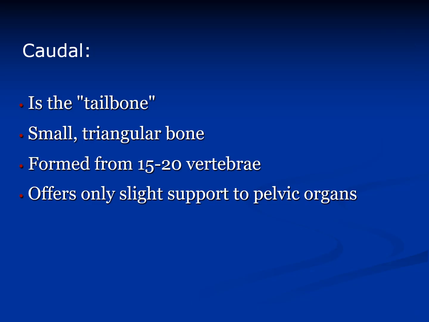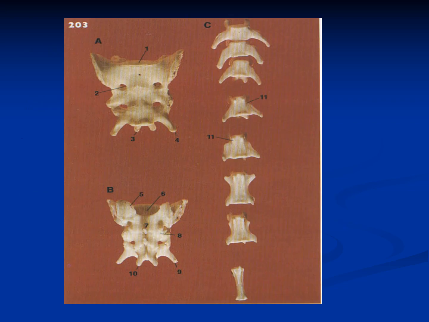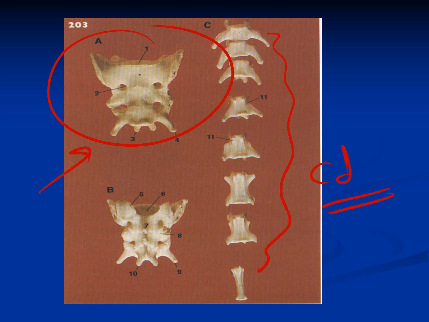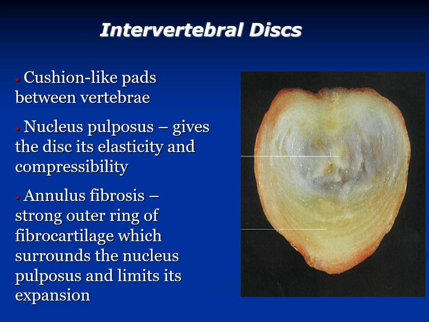The caudal vertebrae, also called the tailbone, are small triangular bones formed from 15 to 20 vertebrae, and offer slight support to the pelvic organs. It's not as important as the ones that we see in the cervical, thoracic, lumbar, or sacral regions. So we have the sacral, and the small one here, we have the caudal vertebra.